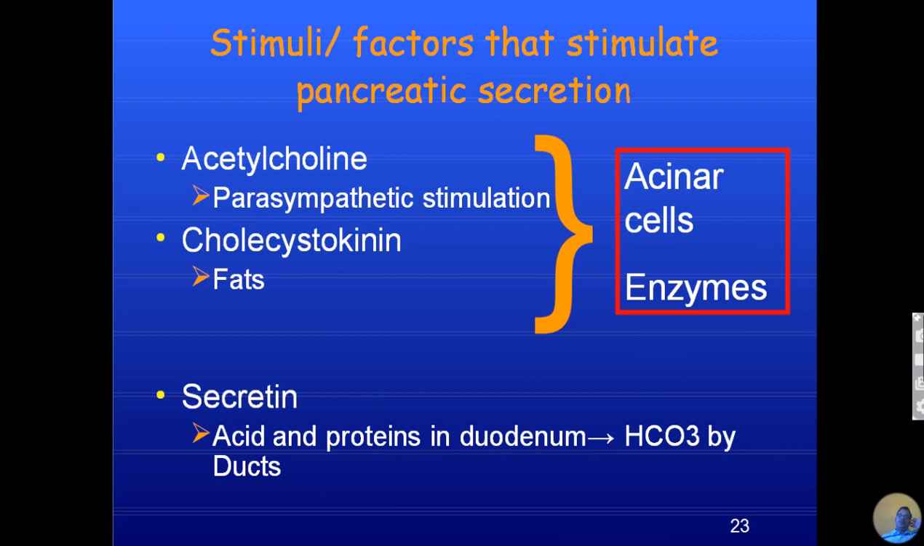So acetylcholine and the cholecystokinin. Acetylcholine is a neurotransmitter. They are released through the parasympathetic stimulation, right? Secretin, which is acting on the proteins and the duodenum, so they will have a specific role for the digestion of proteins over there.